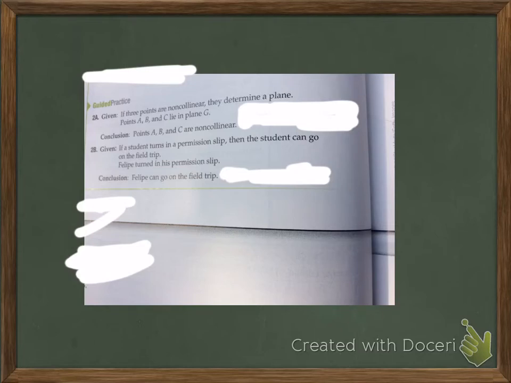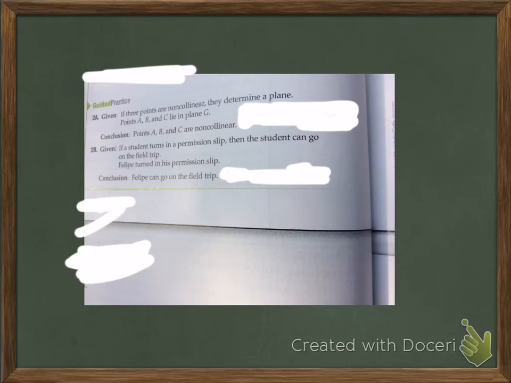Now in this example, we're going to determine whether the conclusion is valid for what you're given. For this, you're given that 3 points are non-collinear. They determine a plane. So it says points A, B, and C lie in plane G. Can we say that points A, B, and C are non-collinear? You have to be careful with the wording here, but it says if 3 points are non-collinear, they determine a plane. It says points A, B, and C are non-collinear, and that's my conclusion.